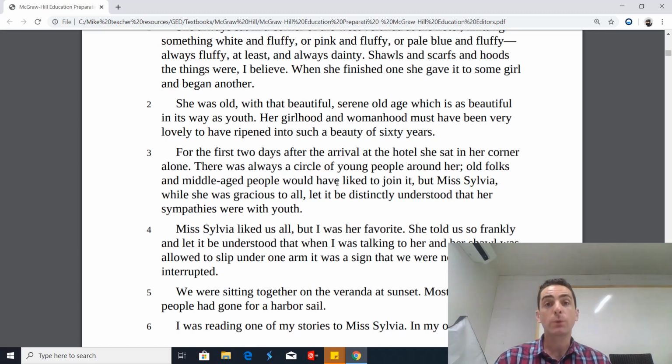So there's a little bit more descriptive detail about our protagonist, our main character. She is an old lady sitting on the balcony or the veranda of a hotel, knitting, and she's pretty good looking for her age.